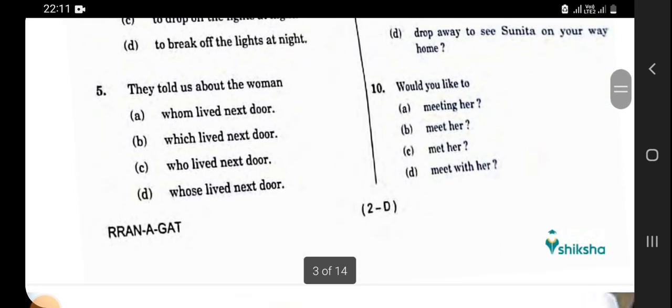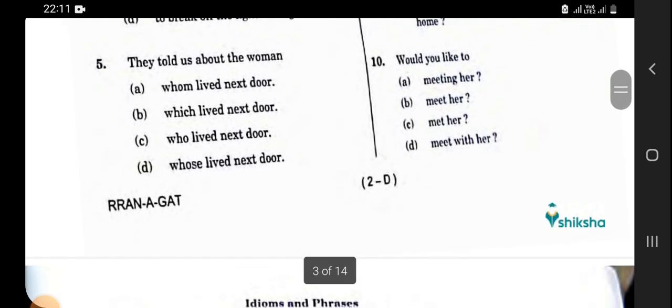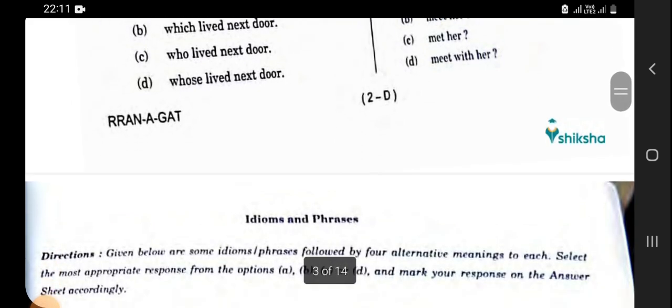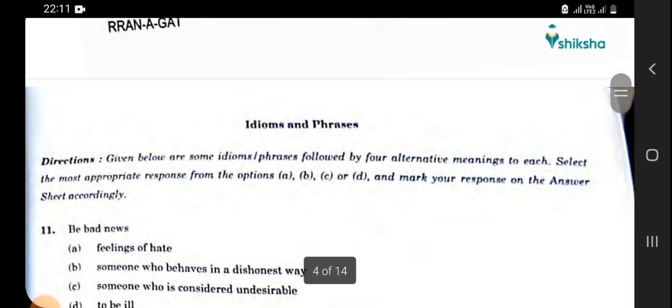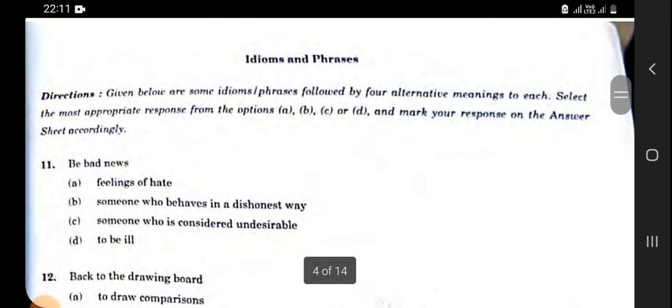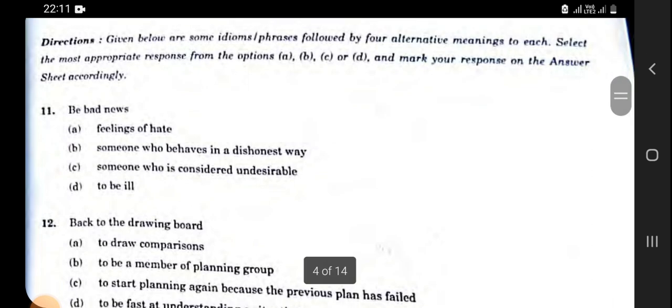Number 10. Would you like to? We know that would you like to is followed by an infinitive over here. So the answer will be would you like to meet her? Option B. This is for the first 10 questions of the UPSC NDA GAT paper 2024, month of April.